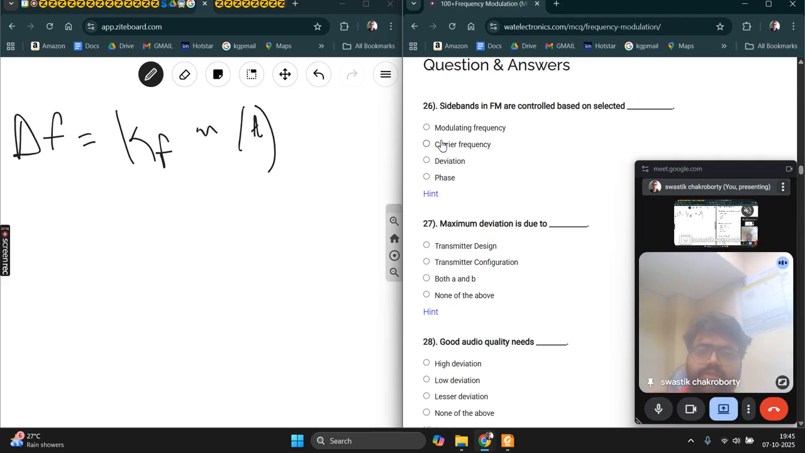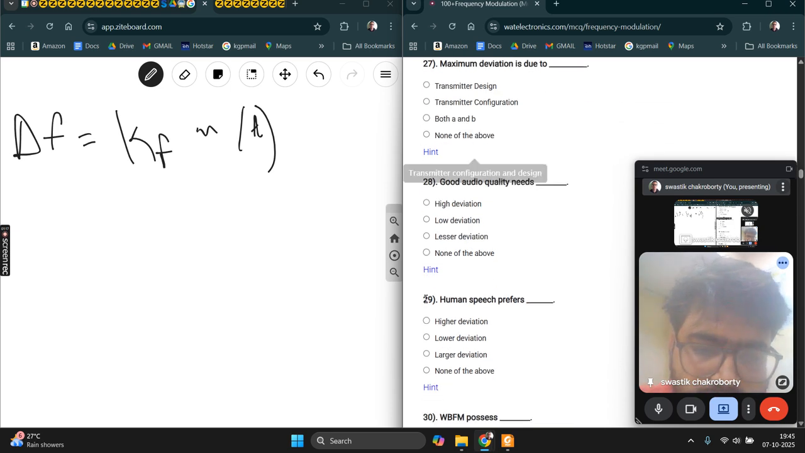Sidebands in FM are controlled based on the selected what? The selected modulating frequency. Maximum deviation is due to transmitter design, transmitter configuration. That is it.